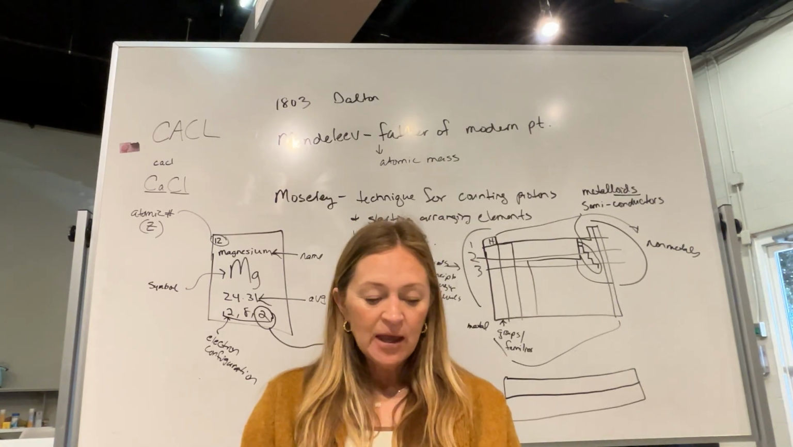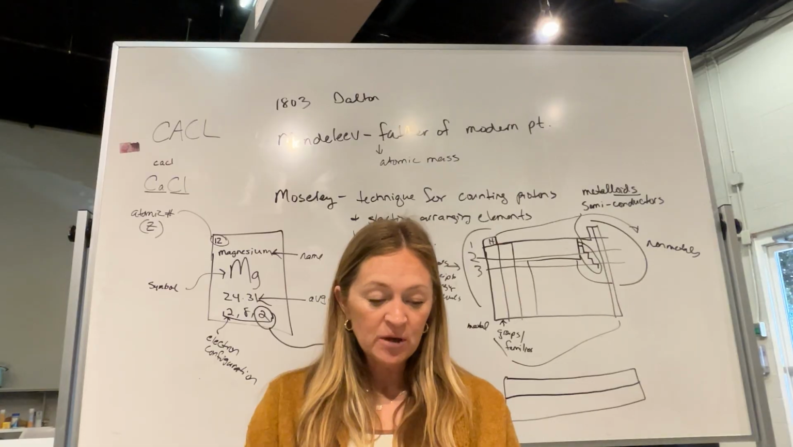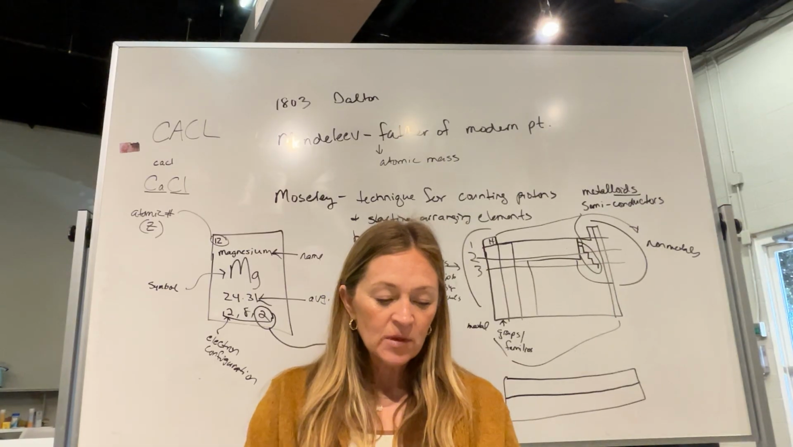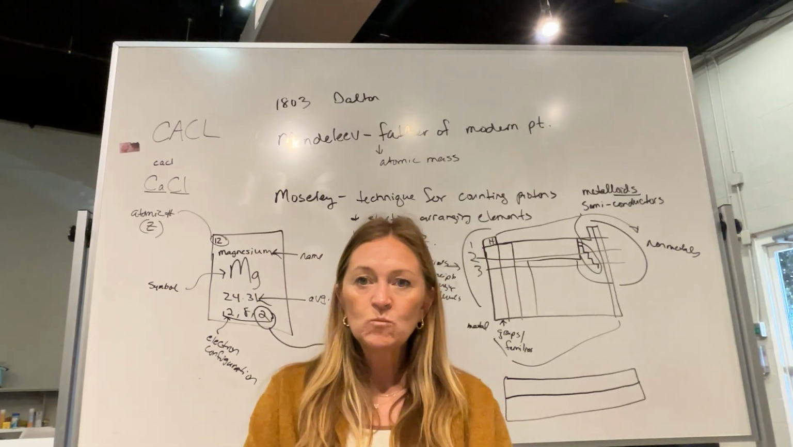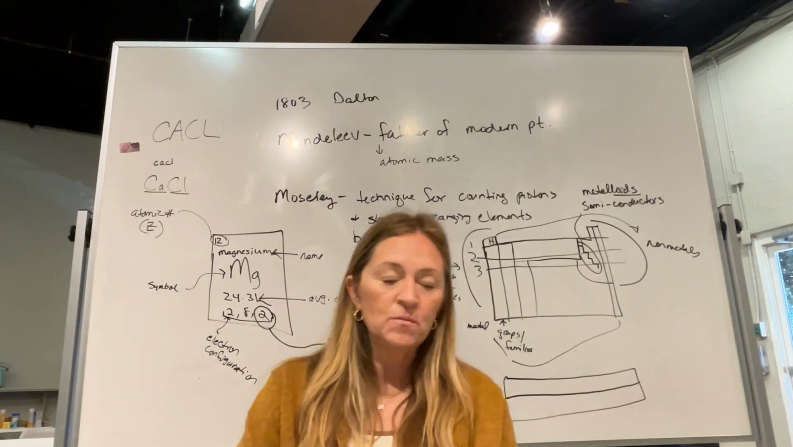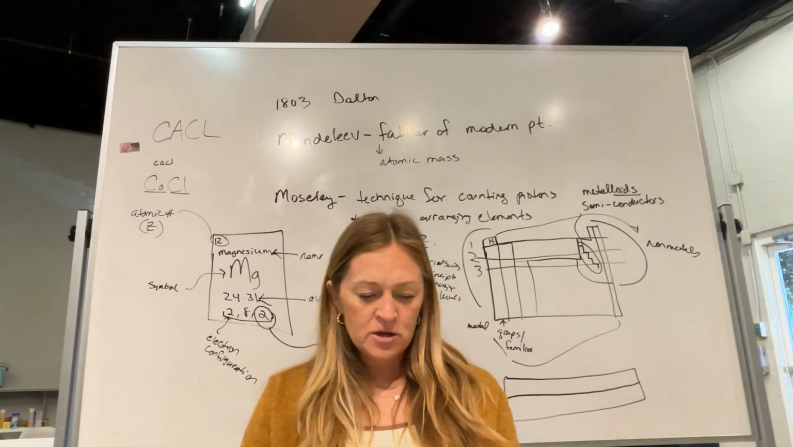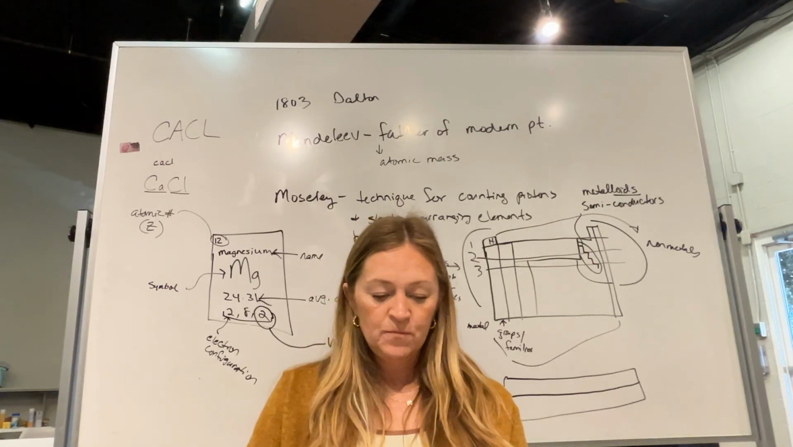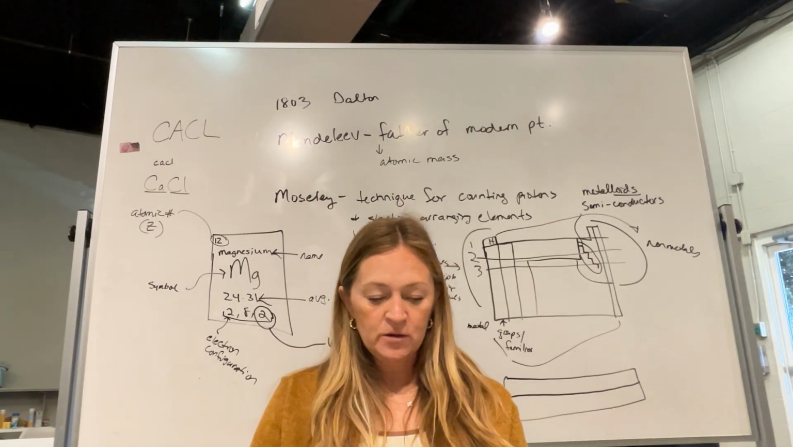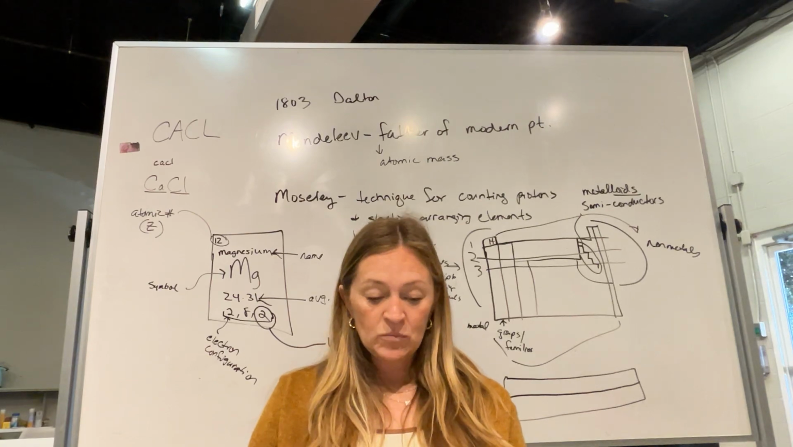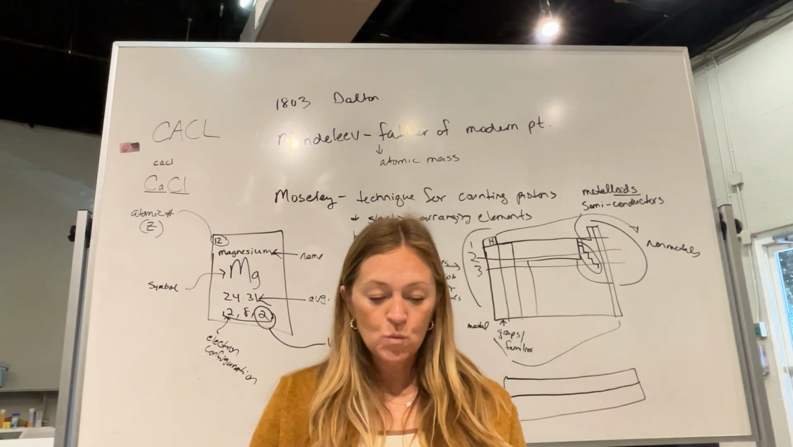Mm-hmm. And what period is polonium in? 6. Yes. Does everyone see 6? It's basically in the 6th row. So start with this one. This is 1. And then metal, non-metal, or metalloid? It's a metalloid. Mm-hmm. What group number is it?